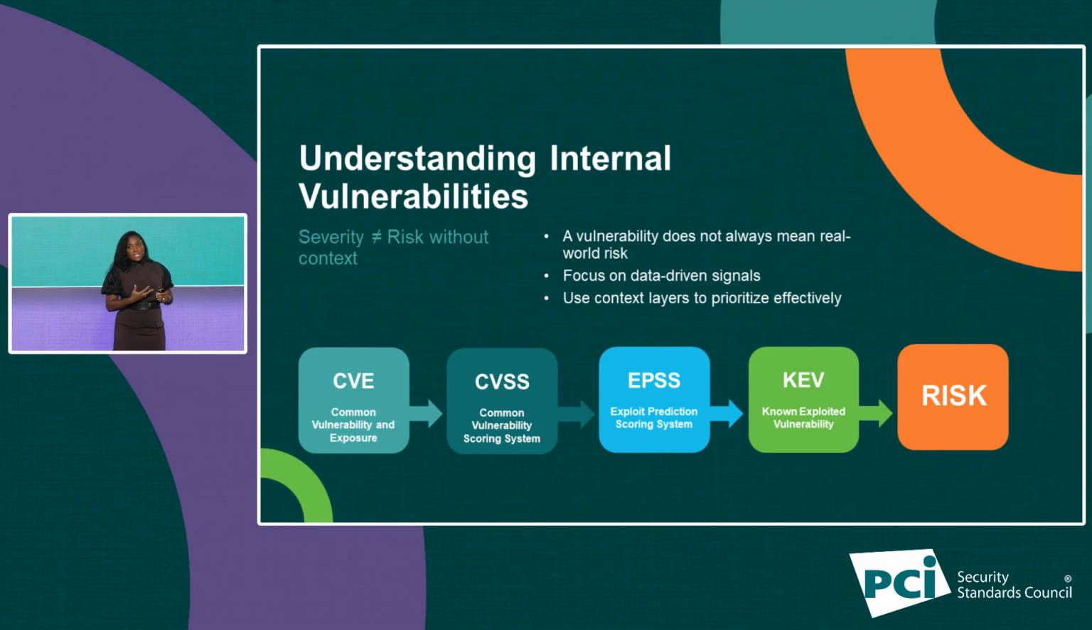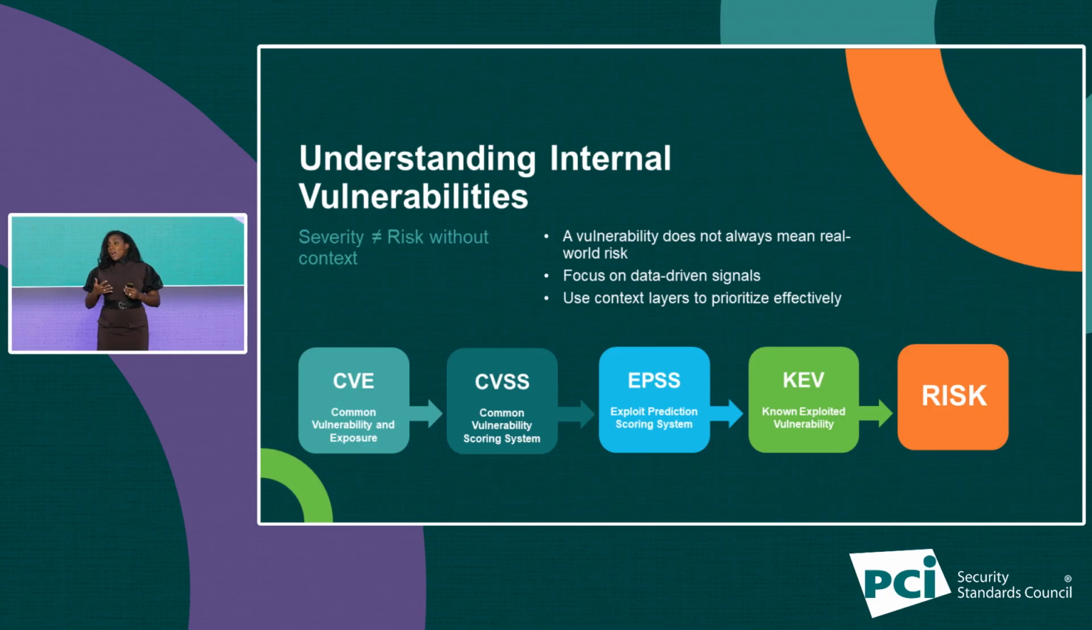Risk, finally, is when we layer the business context: where the asset is, how the asset is being exposed, whether it's internet-facing or deeply segmented within your network. That's when we truly understand the risk. So the severity gives us the starting point, but the risk requires the context for the technical, business, and threat-based types of decisions. This is how we make smarter, defensible prioritization decisions.